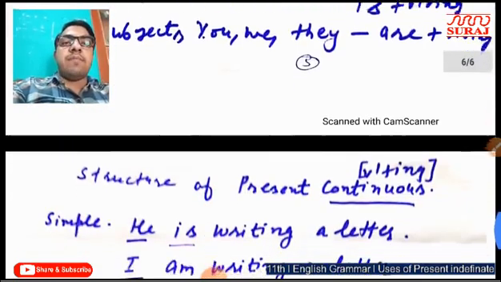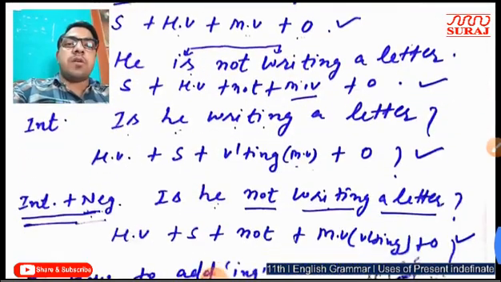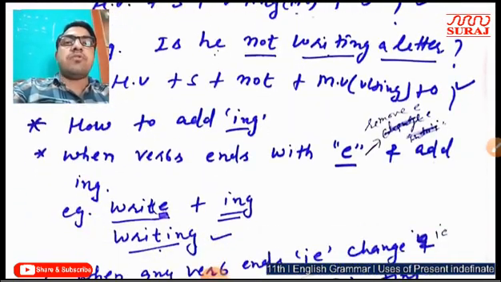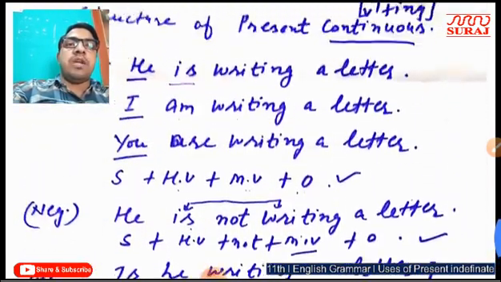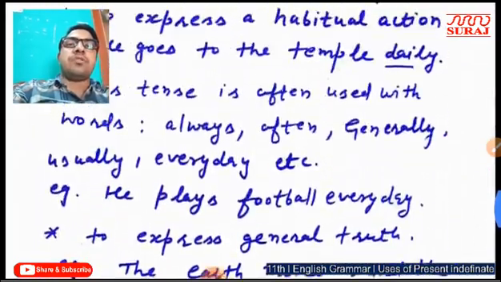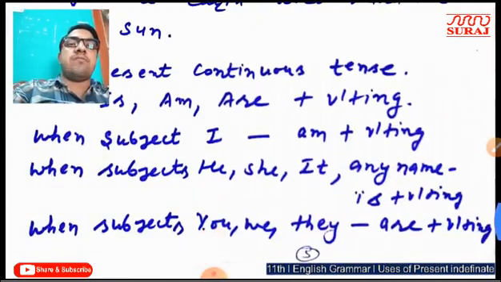In my next video I will tell you about the structure of present continuous, and after that how to add ing to the first form. In today's video I taught you about usage of present indefinite tense, and some general points regarding present continuous: when the subject is I, we should use am; when the subject is he, she, it, any singular thing, any name, we should use is along with first form plus ing; when the subject is you, we, they, we should use are plus first form plus ing.